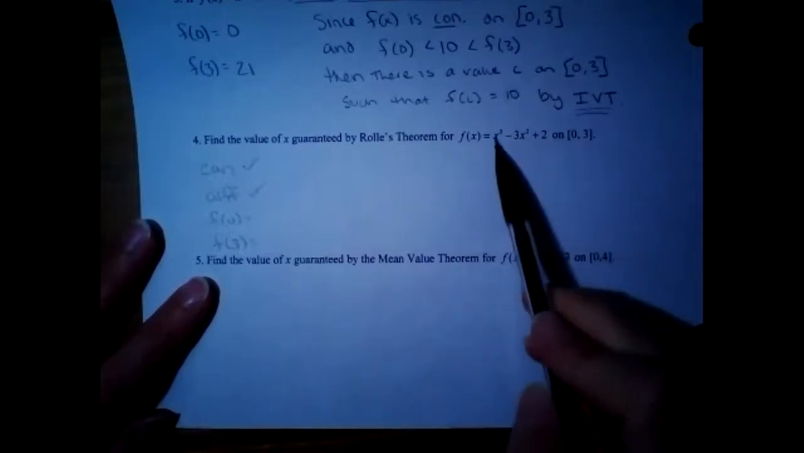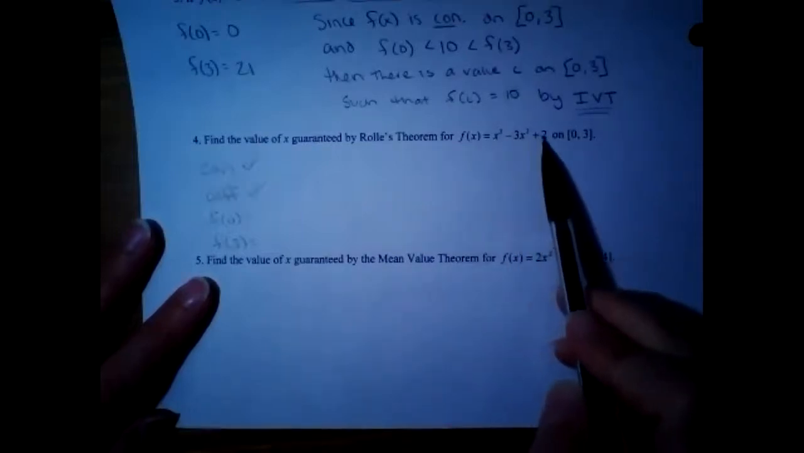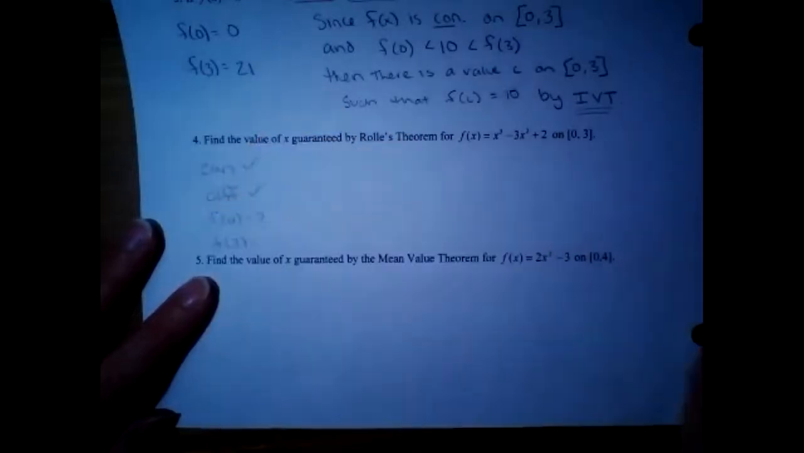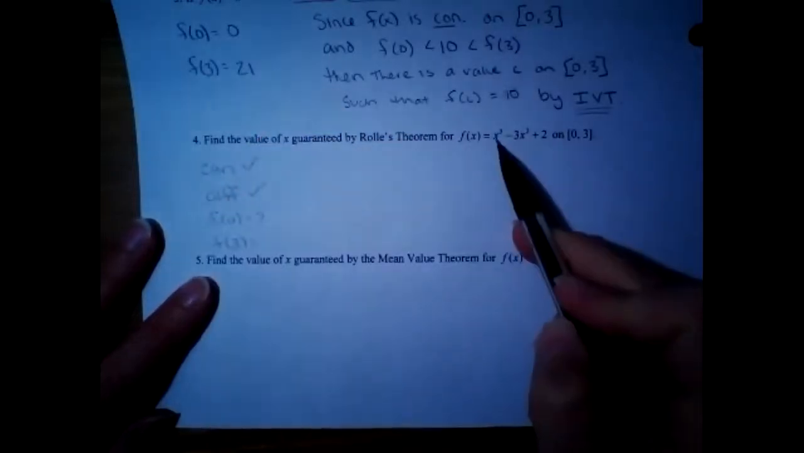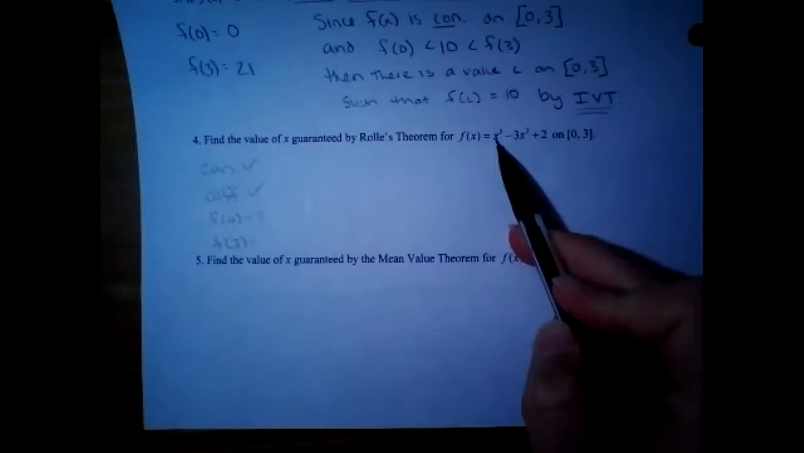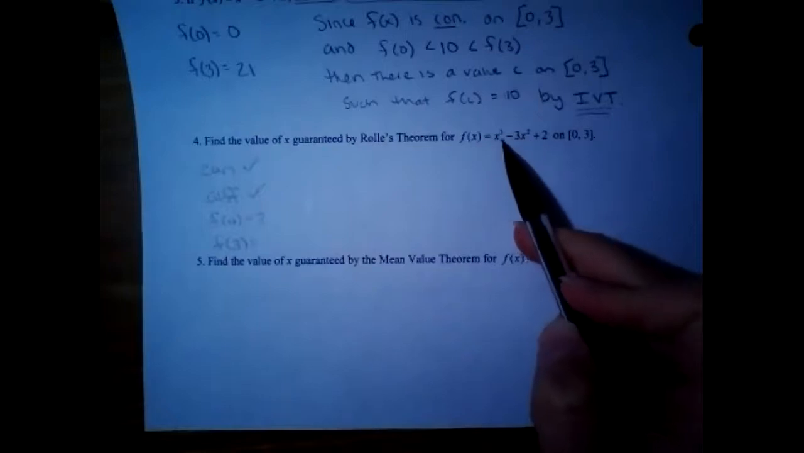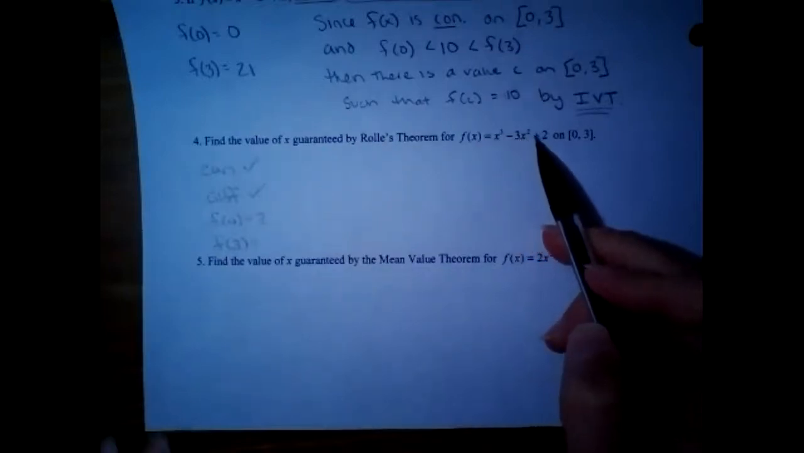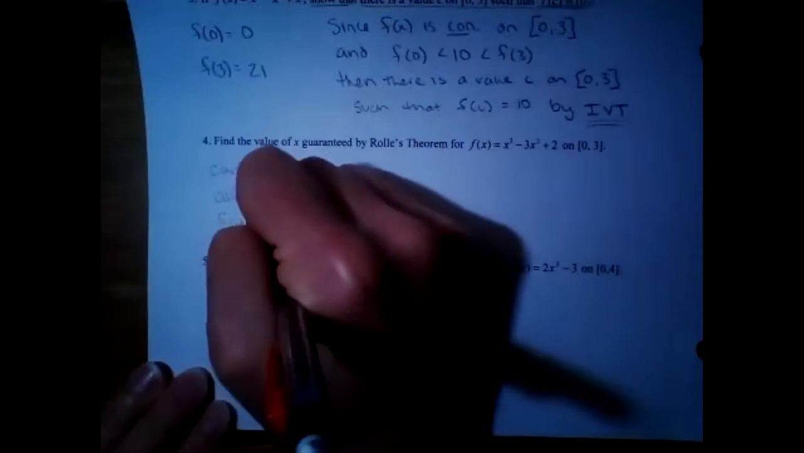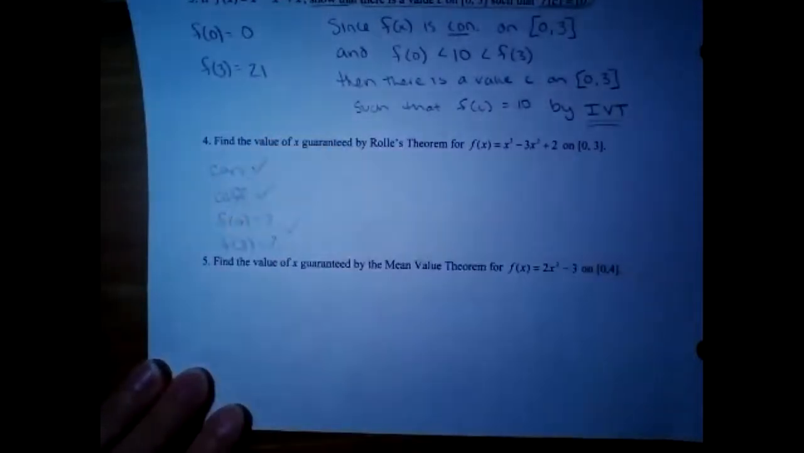So if we plug in 0, we're going to get 2. And if we plug in 3, so 3 cubed is 27. 3 squared is 9, times 3 would be 27. So 27 minus 27, that's gone. And then plus 2, so we get 2. And so that third condition is met as well.